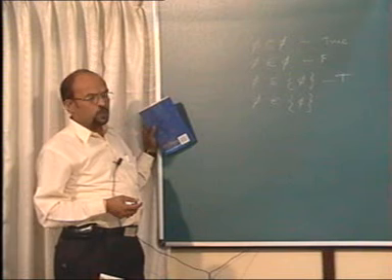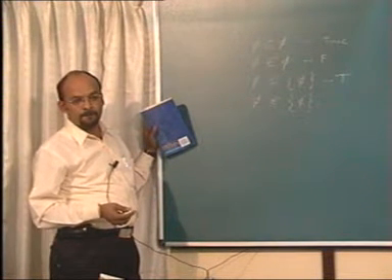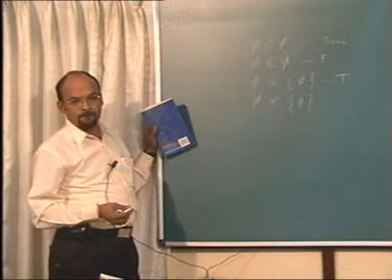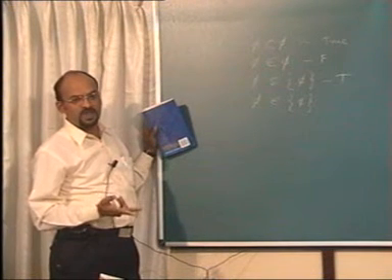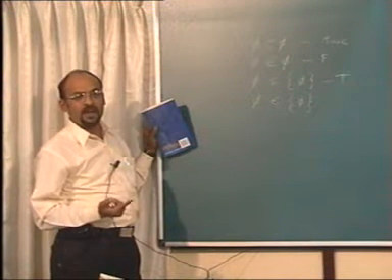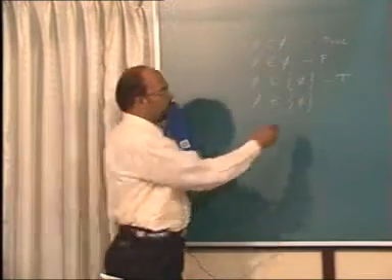Phi belongs to curly brackets phi. What is cardinality of the set on the right hand side? 1. What is that element? Phi is element of right hand side. True.